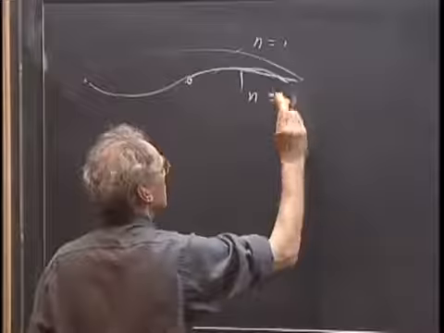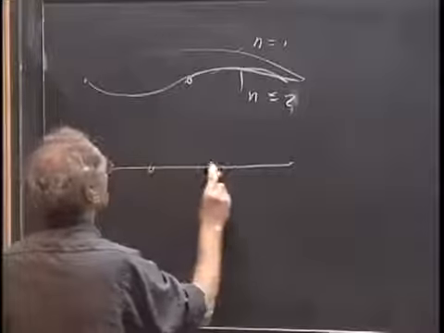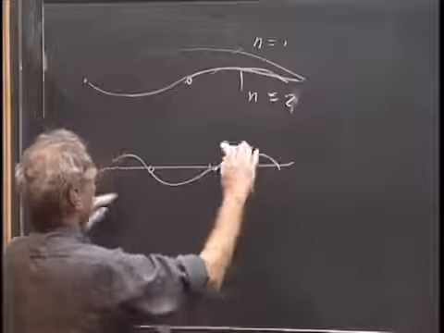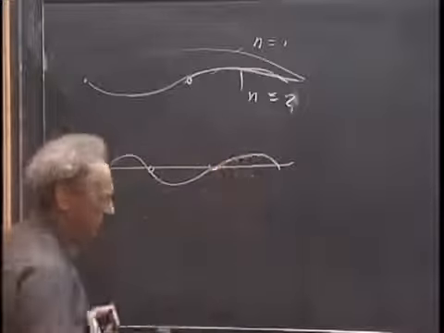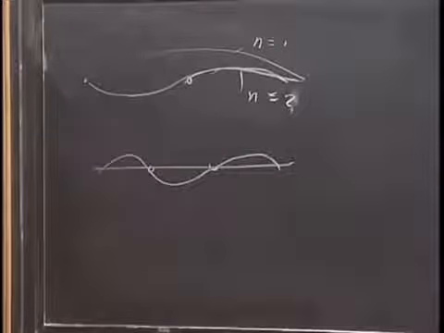N equals 2. And n equals 3. Going up like this, and this goes like this. So that should not come as a surprise. I will not pursue that today. We'll get back to that later.